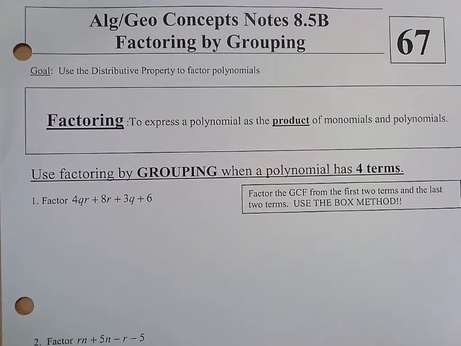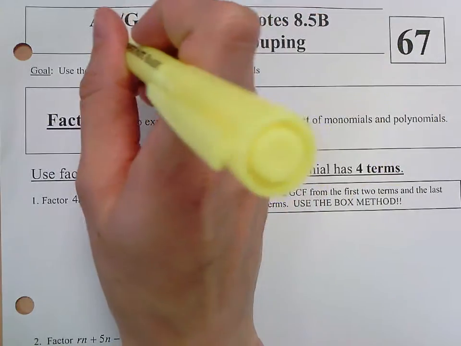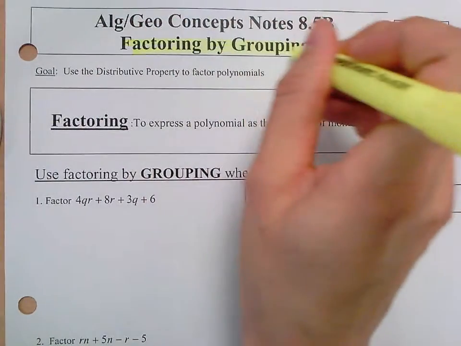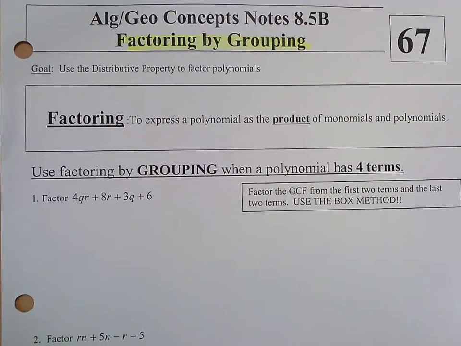Okay. So there are a lot of different methods for factoring. Yesterday was factoring using the distributive property. That's factoring by using the greatest common factor, the GCF. Today we are factoring by grouping. So the method is called grouping, and we'll see when we use that.